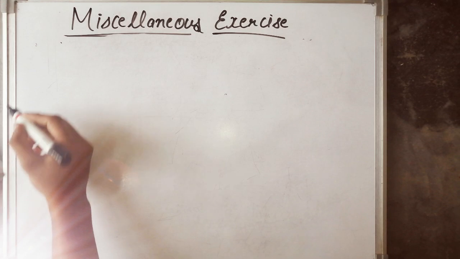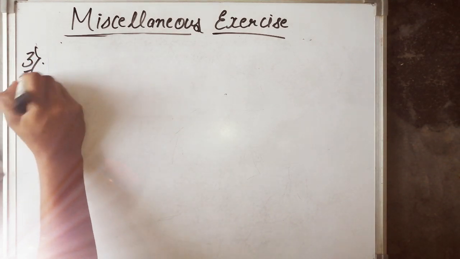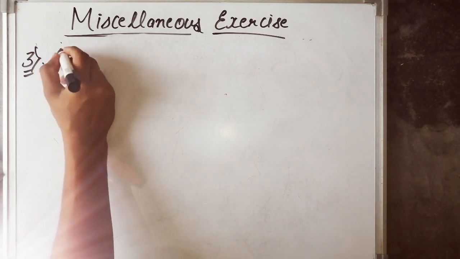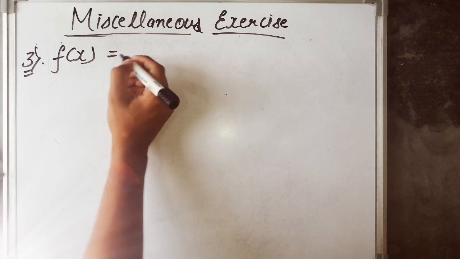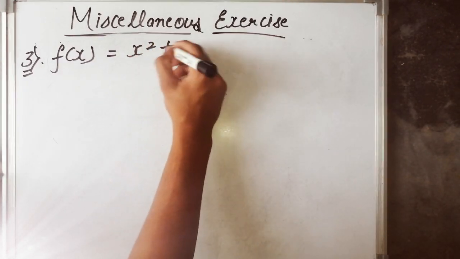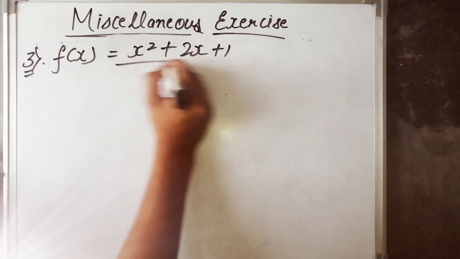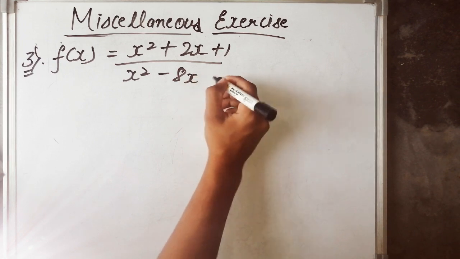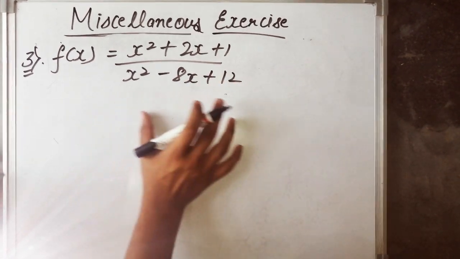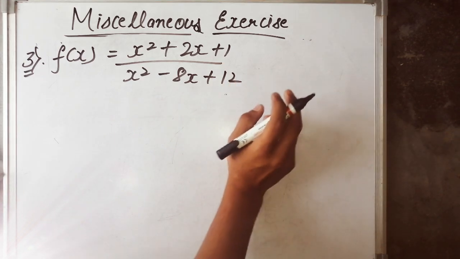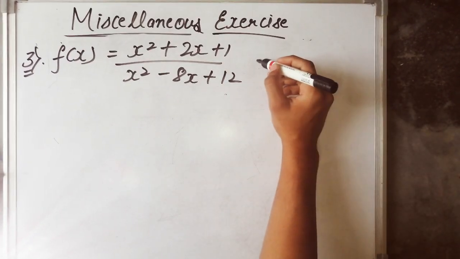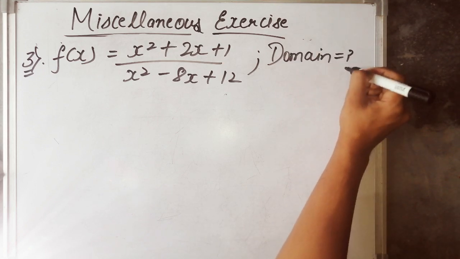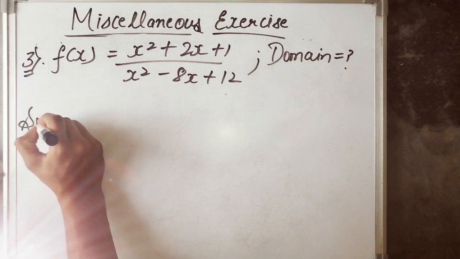Okay students, let's have a look at the third question, which is: find the domain of the function f(x) when f(x) equals x square plus 2x plus 1 by x square minus 8x plus 12. This is the question which is given to us, and we need to find the domain of this function. Domain, I am writing here. Okay, let's have a look at the solution.